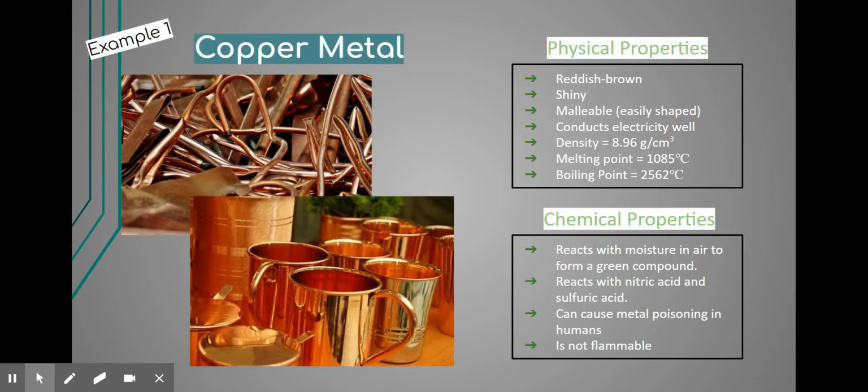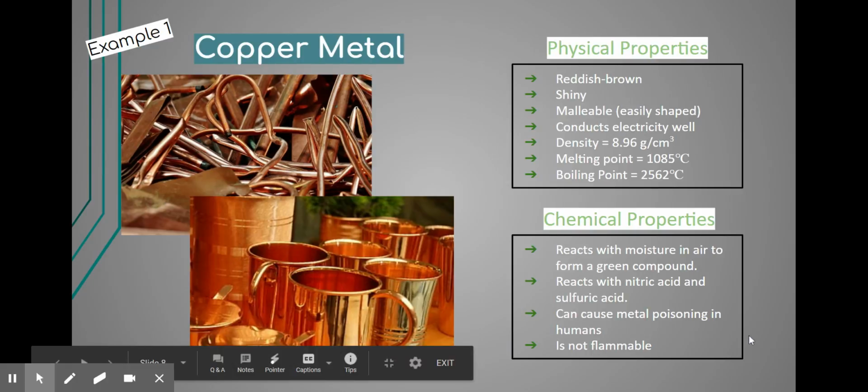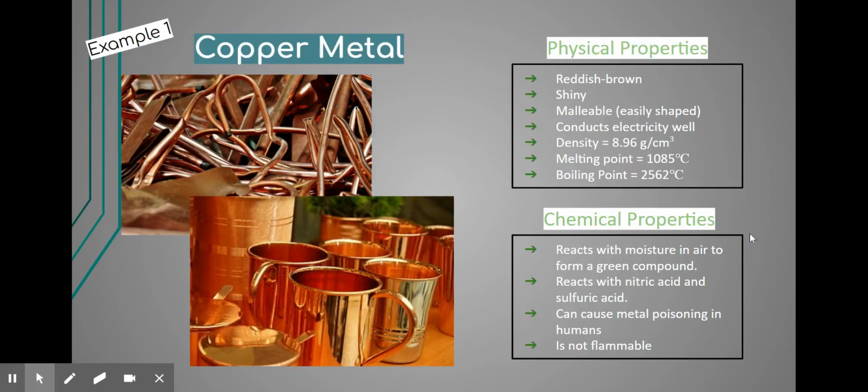So let's just take a look at copper metal. And if I asked you what some physical properties were, you could just look at this image and say, oh, it's shiny, it's a metal, and it's a reddish brown color. And if I handed it to you, you could probably tell me that it's flexible, it's malleable, you can shape it easily. You could do a few tests and you could find the melting point and if it can conduct electricity. But in order to determine these chemical properties, we will have to change the composition of the copper.